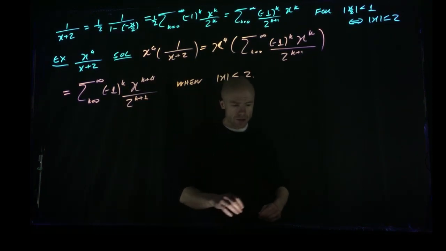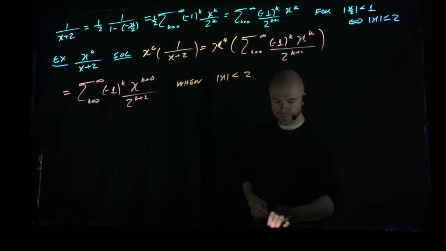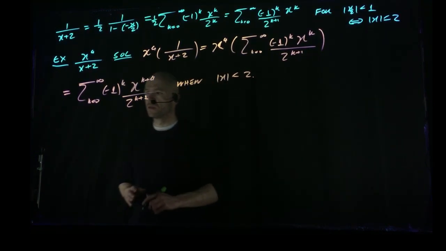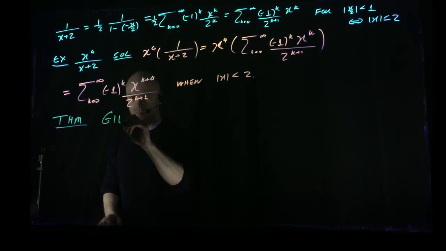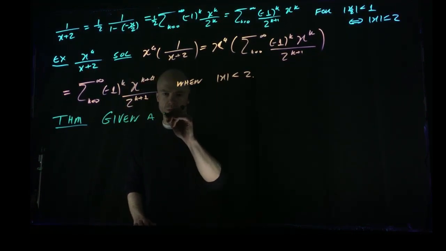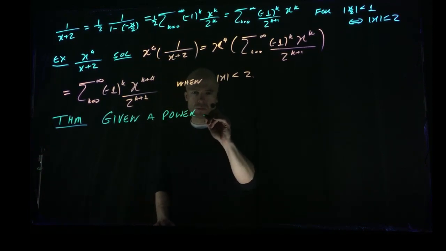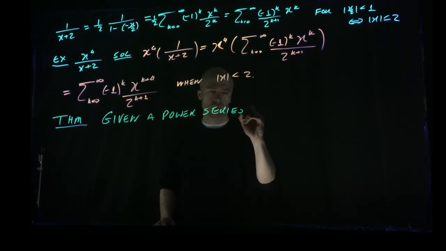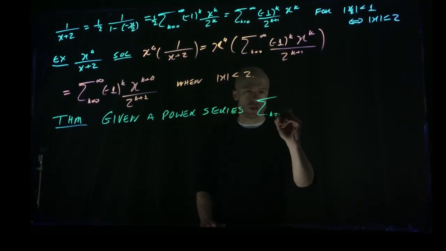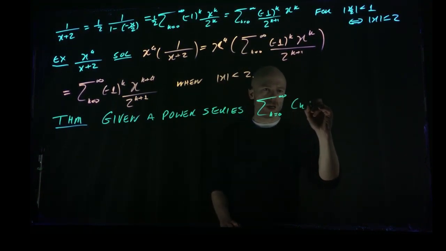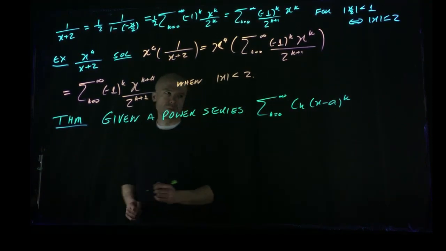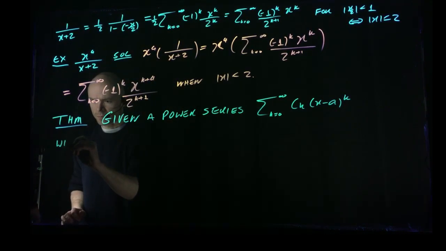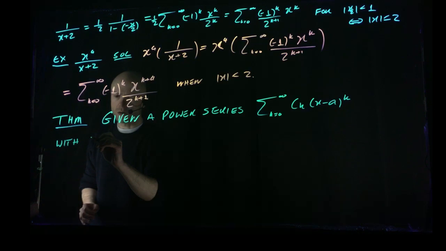All right, now comes the real fire. This is a very important result. Theorem. Given a power series, the sum from k equals 0 to infinity of c_k times (x minus a) to the k, with radius of convergence, which I'll abbreviate to R of c.